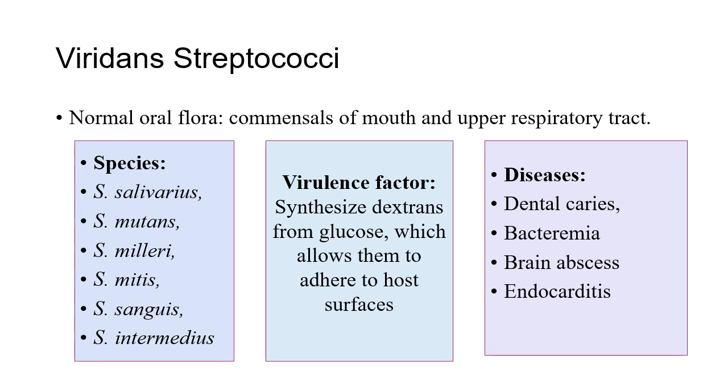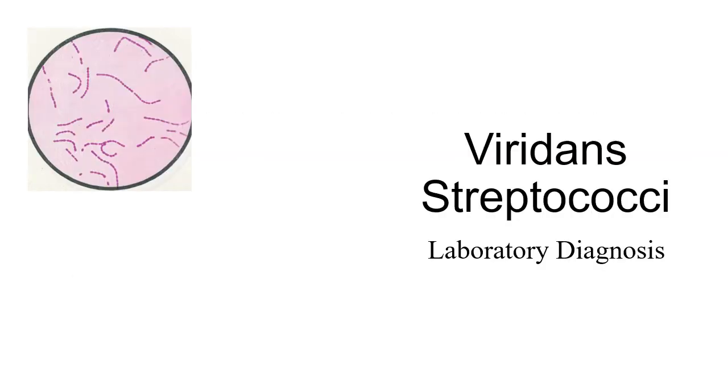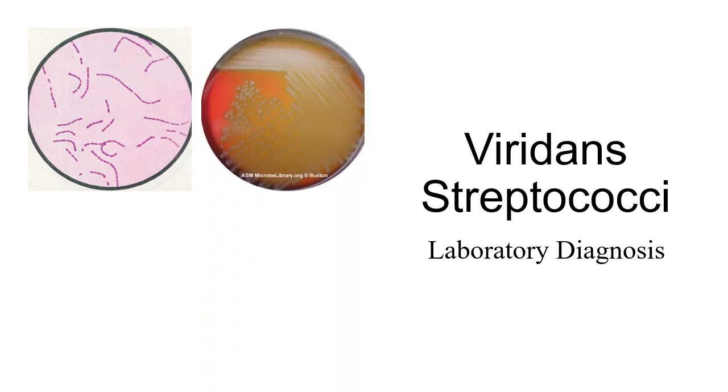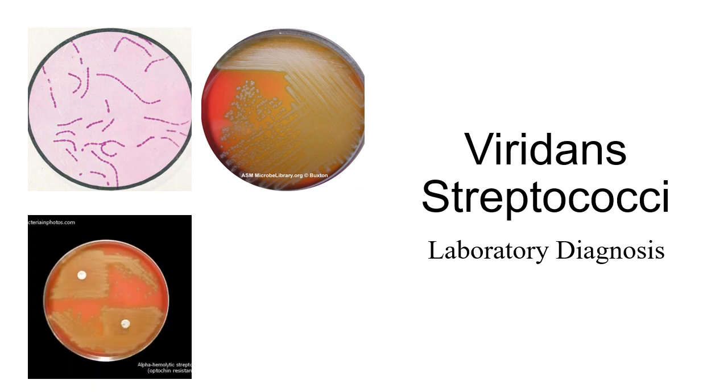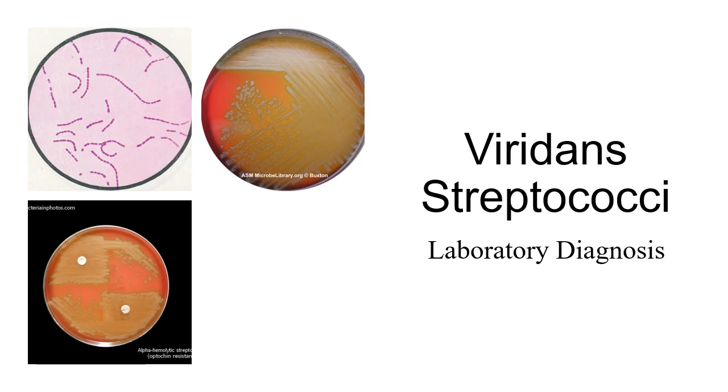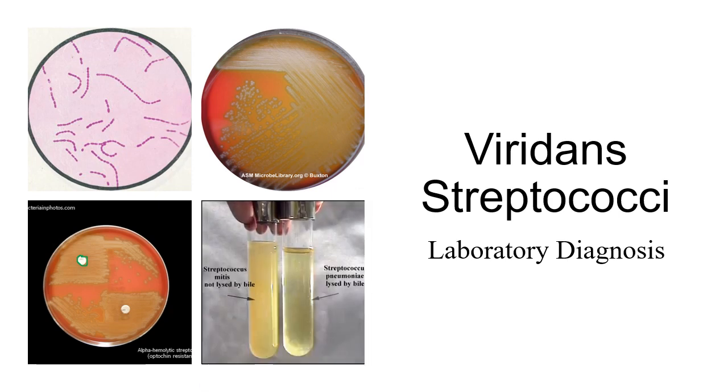So once it reaches the bloodstream, it can cause brain abscess and endocarditis, and I'm sure you've been told about the situations where bacteremia can occur. So what is the lab diagnosis of viridans streptococci? Gram stain, you will see gram-positive cocci in chains. On blood agar, you will see alpha hemolysis, and they will be resistant to optochin. Optochin is a disc which can be used to distinguish between bacteria. So viridans is resistant to optochin as against Streptococcus pneumoniae, which is sensitive to optochin.